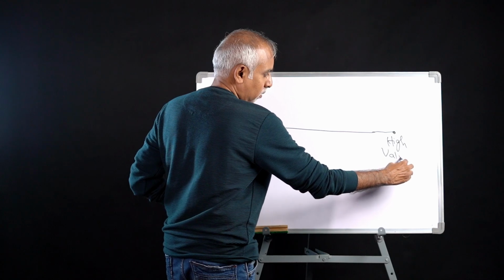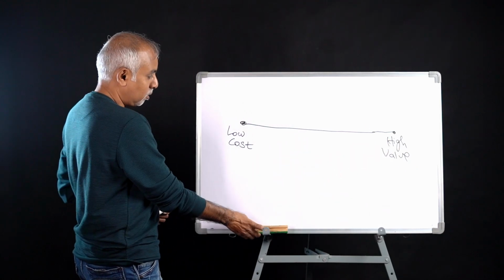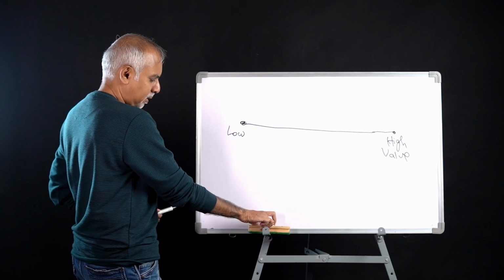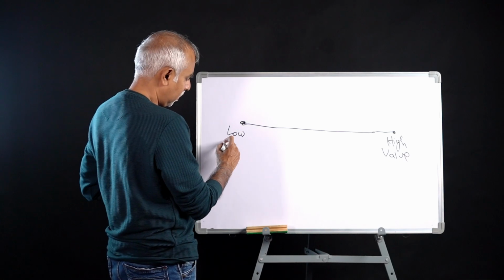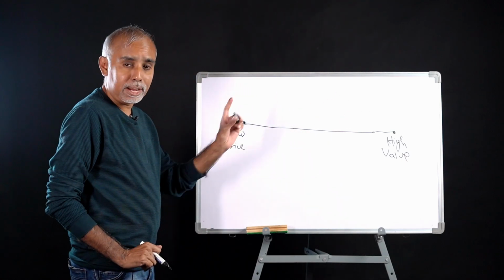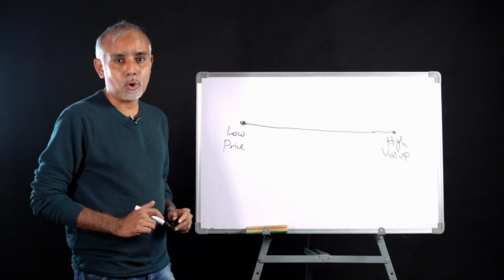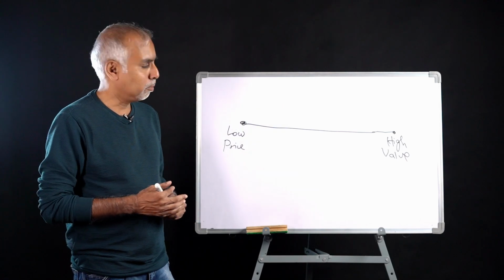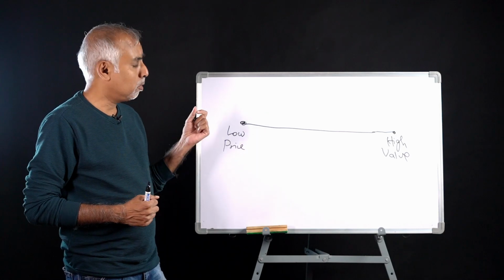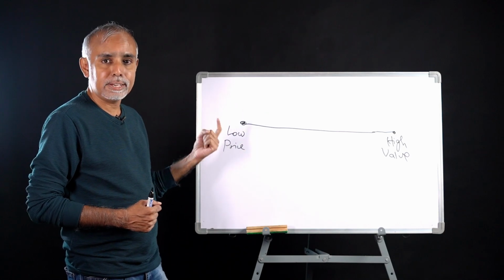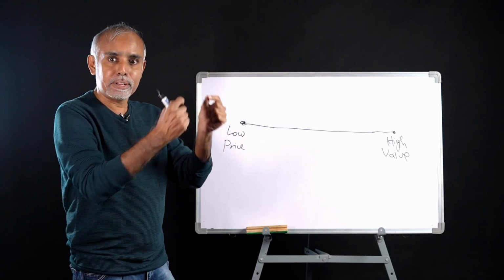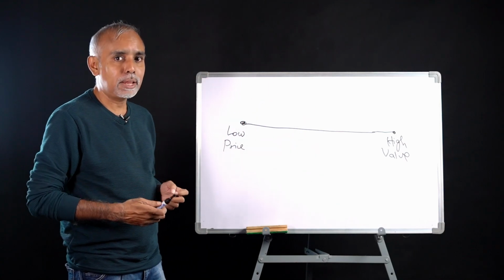When I say cost, it means low price, right? You offer something at a cheaper price. And at the other extreme end, high value, high price, high value offering. In any market, if you notice, these are the two extreme ends. The reason you need to choose a very clear position between these two is because everything flows down from here. I'll explain how.